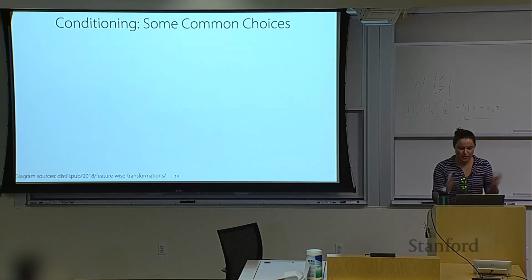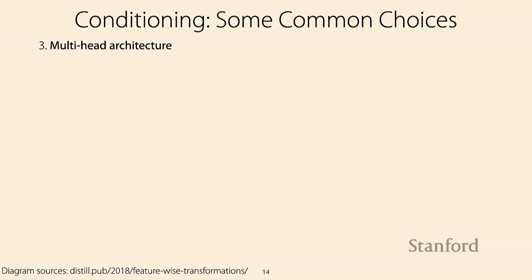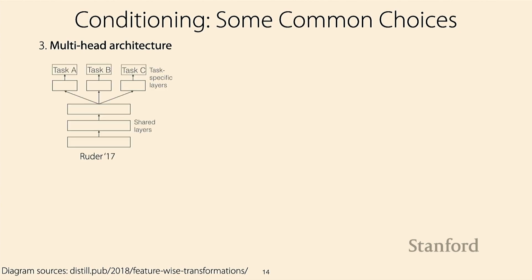Cool. So that was concatenation and additive conditioning. Two other choices that are quite common. One is to use a multi-head architecture where you have some shared bottom layers, so for all the tasks you pass the input through the same exact layers. And then for different tasks, you have different heads or different sets of task-specific layers.